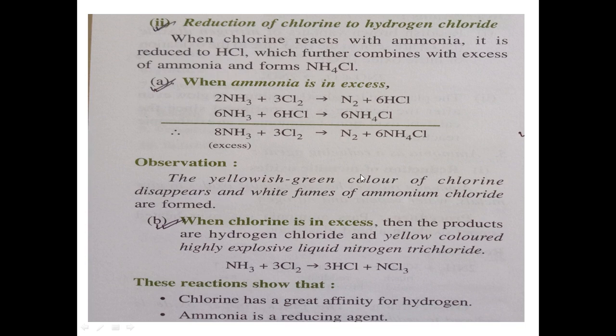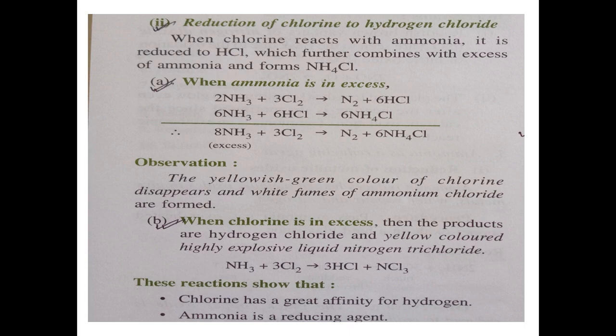So what is the color of chlorine? Yellowish green color. So the yellowish green color of chlorine disappears when it combines with excess of ammonia, and white fumes of ammonium chloride are formed. Then, this is the case when ammonia is in excess. When ammonia is in excess, then we get ammonium chloride. But when chlorine is in excess, then we get hydrogen chloride and nitrogen trichloride. So reactants are the same, ammonia and chlorine, but products are different depending on the condition.